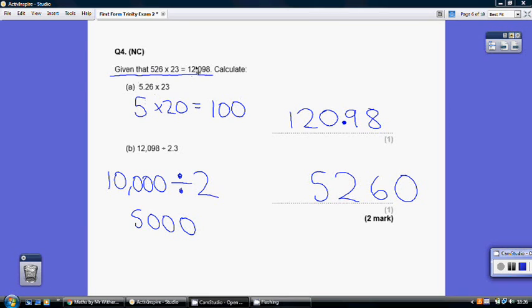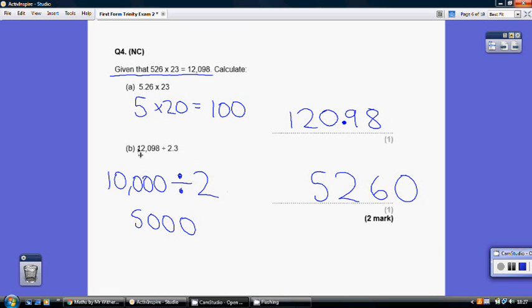So where would you put the decimal point in the 12098 to get an answer roughly around 100? Well, it's not going to go there, is it? Because that would be an answer roughly 12. It's not going to go there, because that would be roughly 1209. It's got to go there after the 0, giving an answer of 120.98, because roughly speaking, that's about 100.